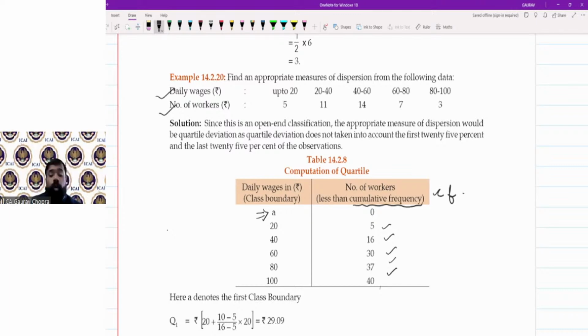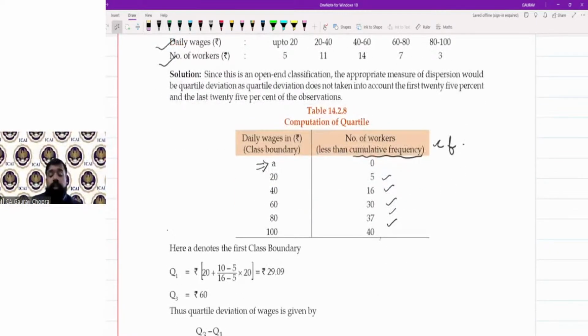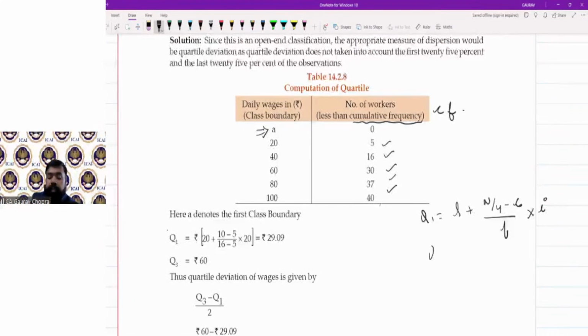Now for the quartiles, the formula is the same as for the median. For Q1 it is L plus (n by 4 minus C) upon F into I. This is the formula for quartile Q1. And in case you want to find Q3, then it will be L plus (3n by 4 minus C) upon F into I. This is the formula.